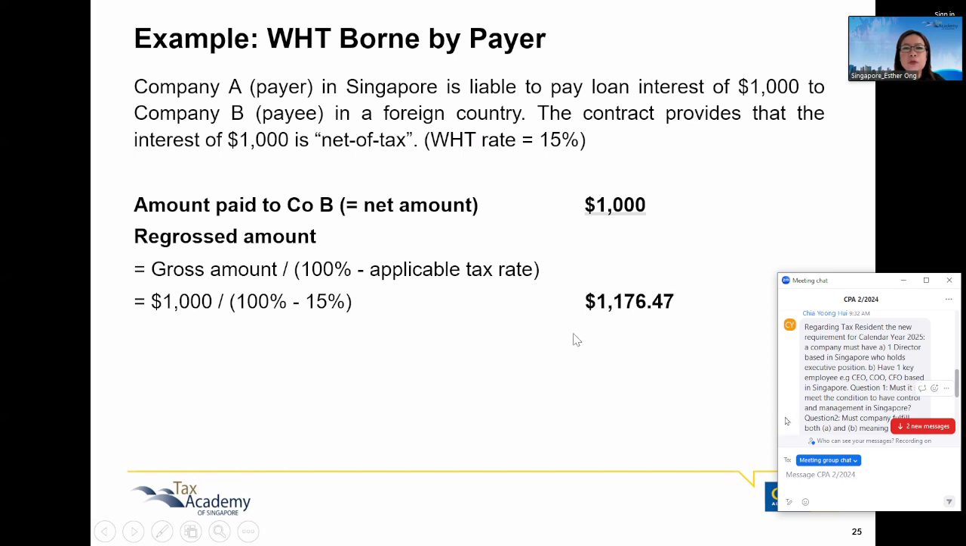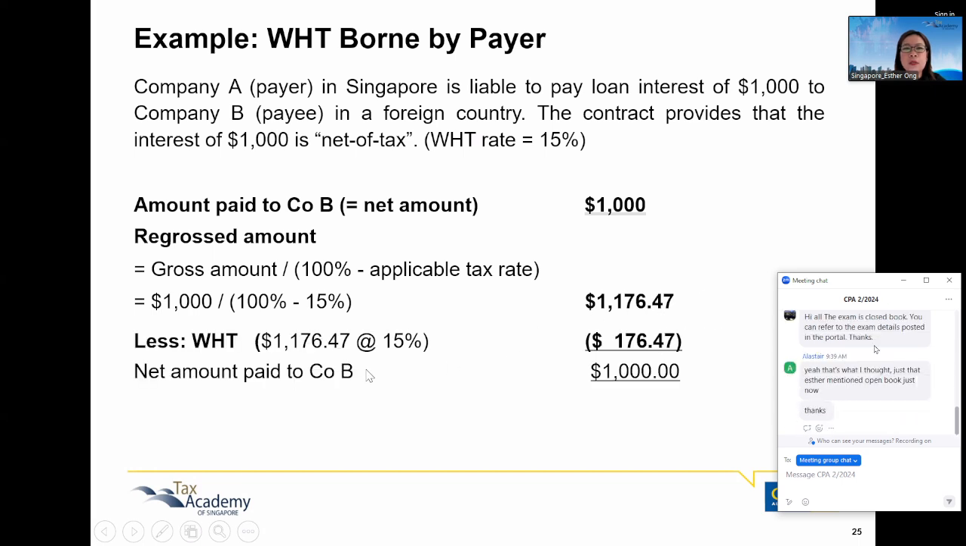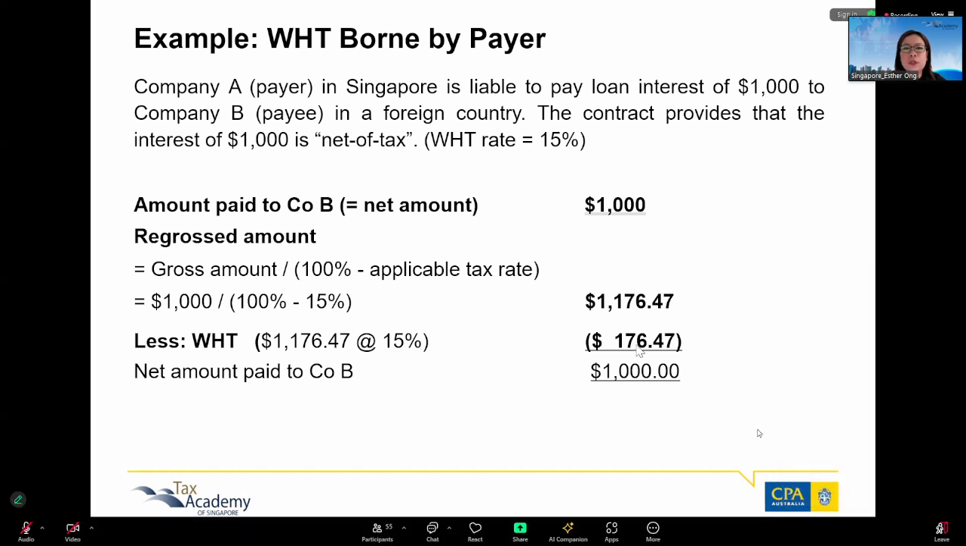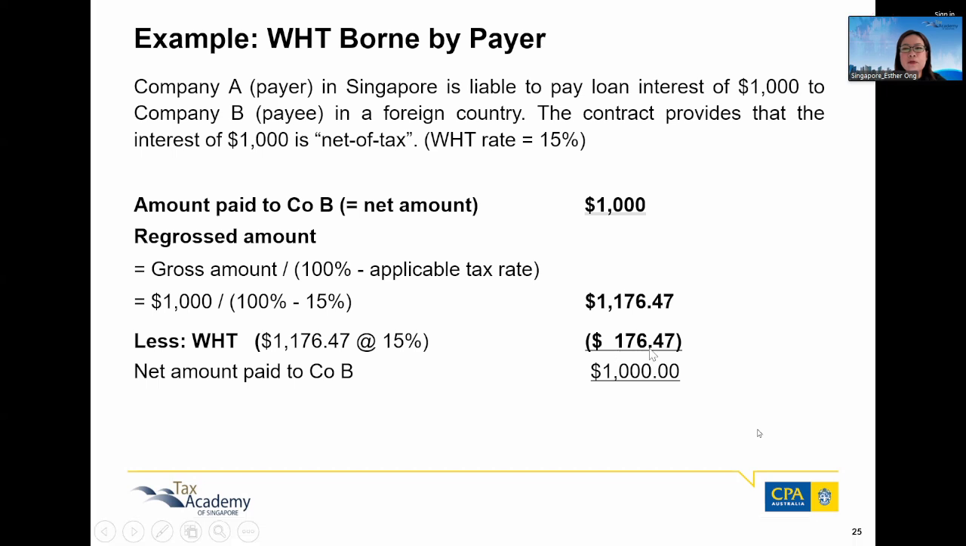So by regrossing, we'll get a regrossed interest income of $1,176.47. And from there, we apply a 15% final withholding tax rate, which gives us $176.47. So this will be the amount that company A, the payer, has to withhold and pay as withholding tax to IRAS. And then it gives company B the net amount that company B wants, the $1,000.